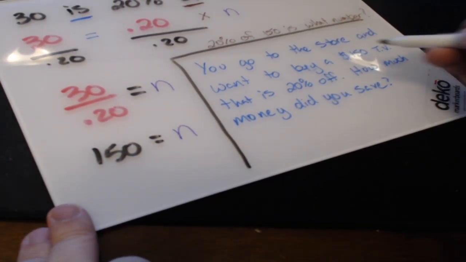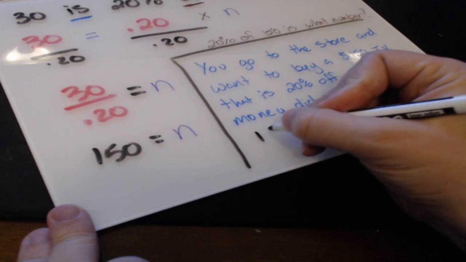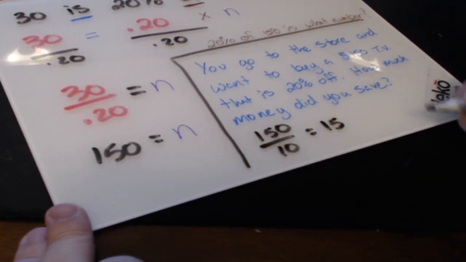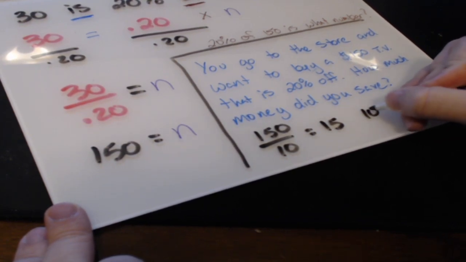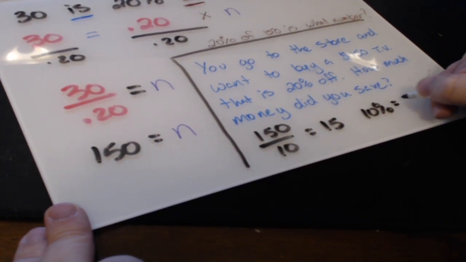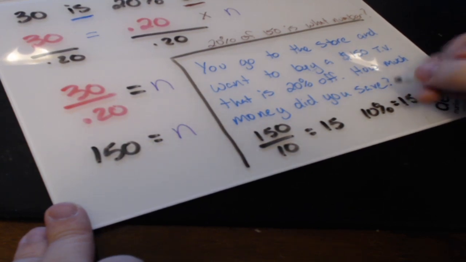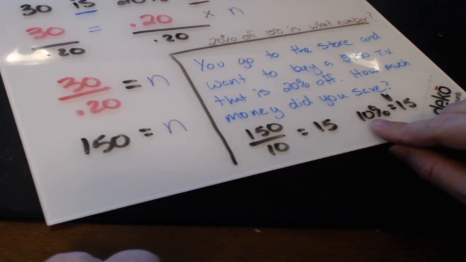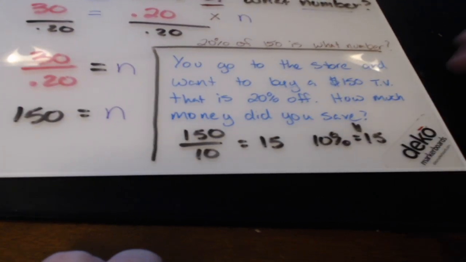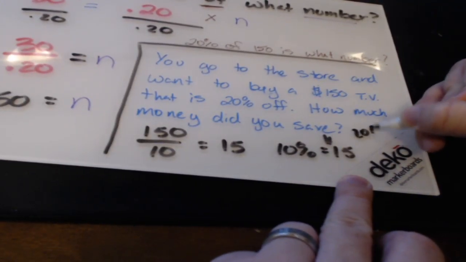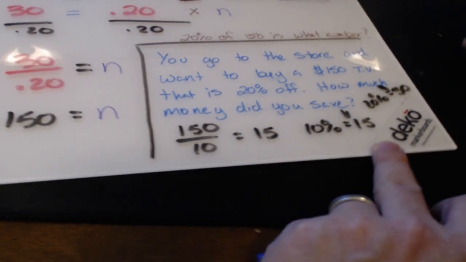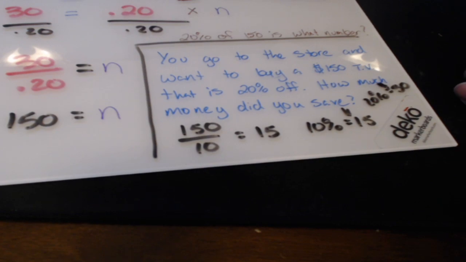We know we want 20%, but if I take 150 and I divide it by 10, I get 15. All right. Which means 10% would save me $15. Okay, if I'm trying to save 20%, that's 10% times 2, right? So 20% would be $30. I keep forgetting to put my dollar signs. Would be $30. Bam. I already figured it out.